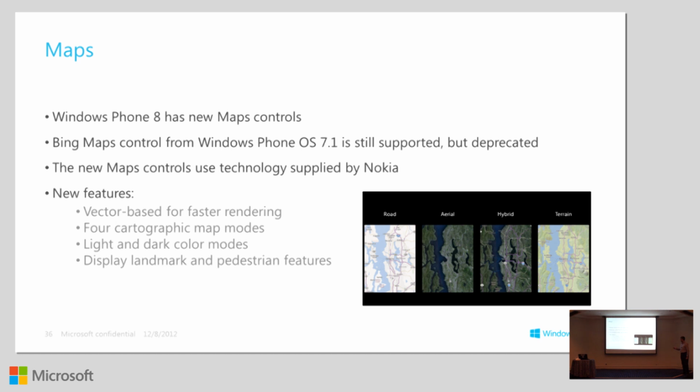So this is the new maps control, right? It provides much faster rendering, more capabilities, and especially better local content. The Nokia maps have better local content for the region. And you have different types of layouts. So for example, you have road, aerial, hybrid, and terrain.